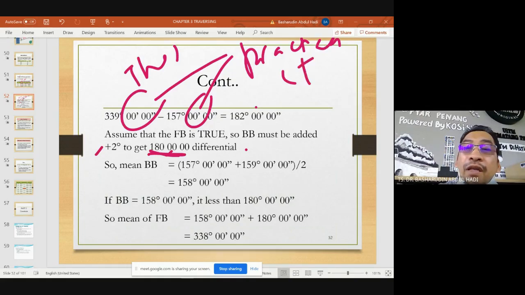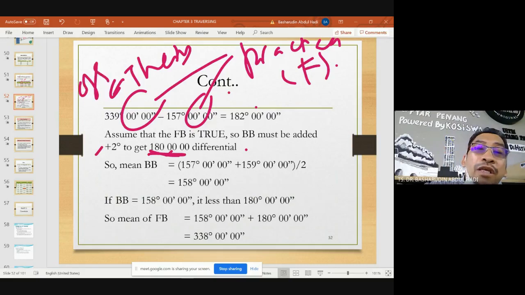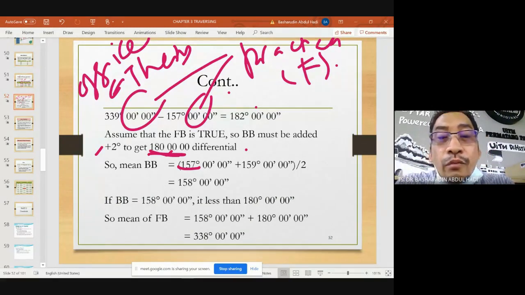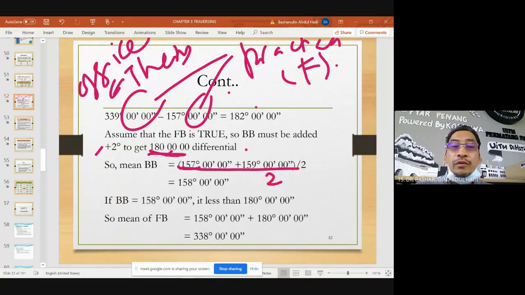You are going to feel it on site. This one is theoretical; you are just working in the office or home, right? So the back bearing 157 degrees 0 minutes 0 seconds plus 159 degrees 0 minutes 0 seconds, you average it, divided by 2. All this you divide by 2. So you get the mean bearing 158 degrees 0 minutes 0 seconds.